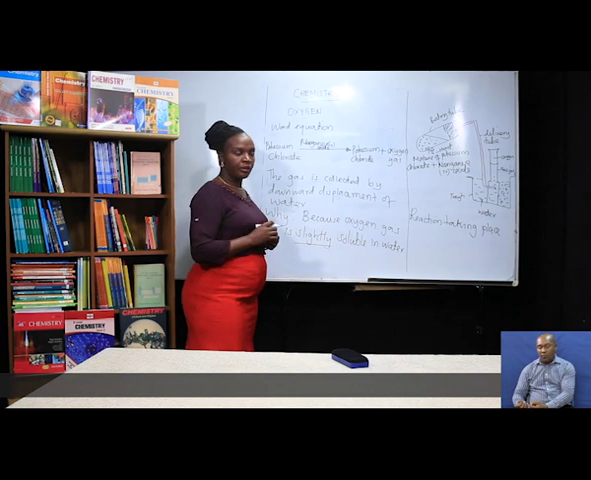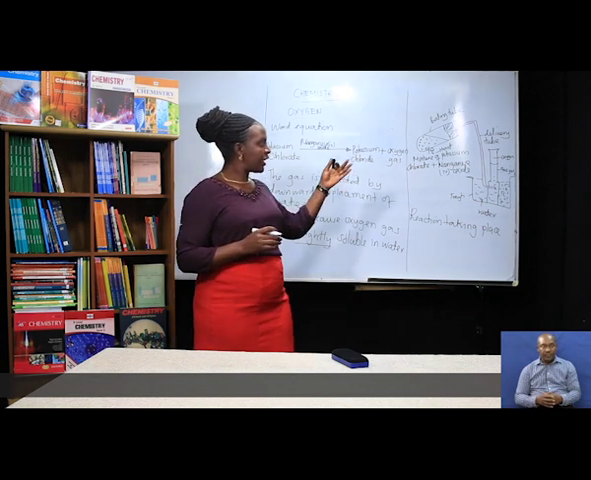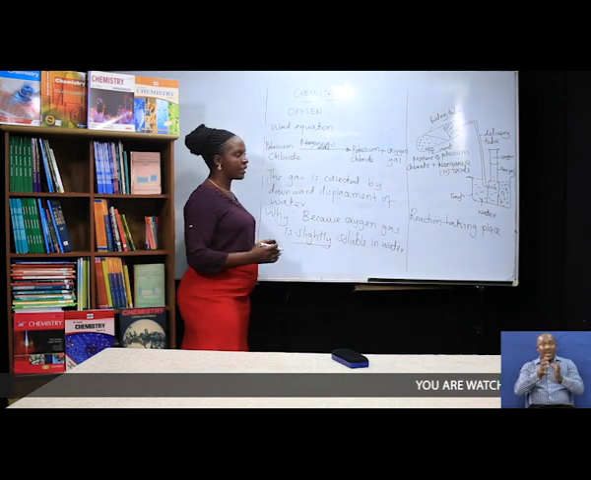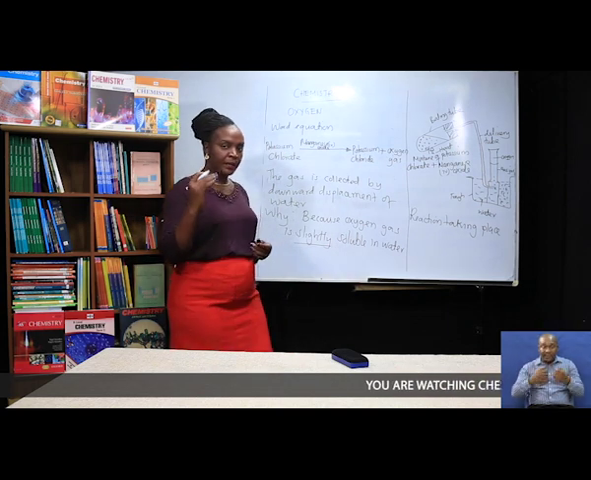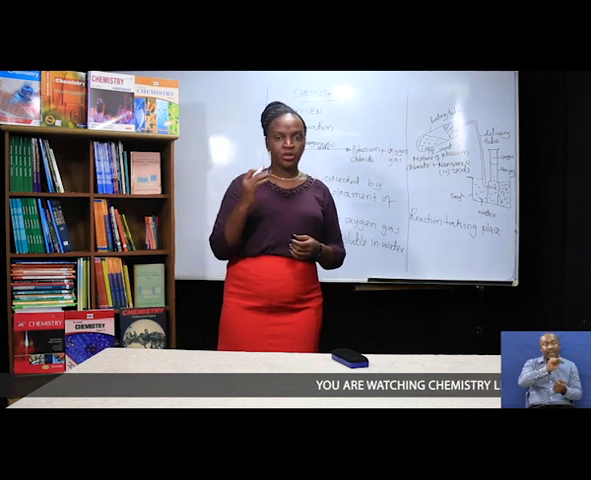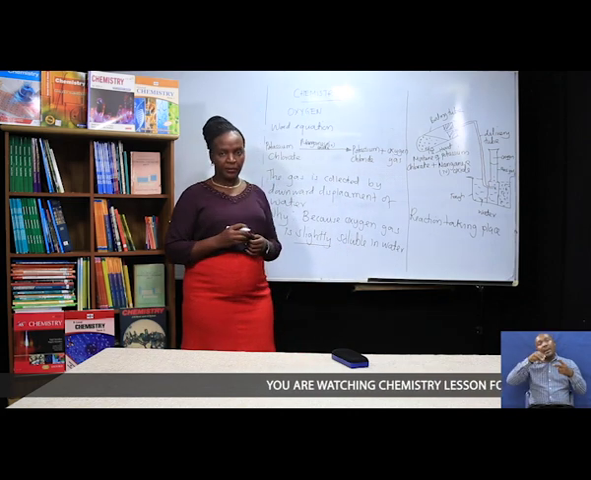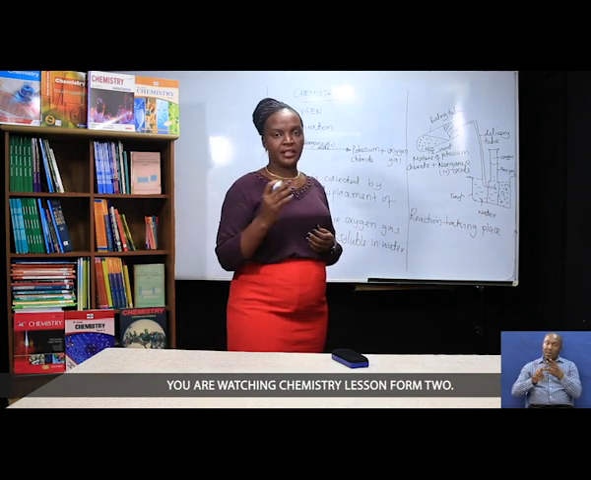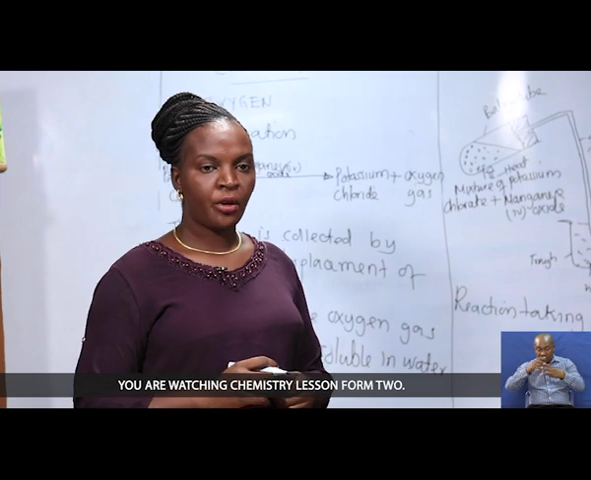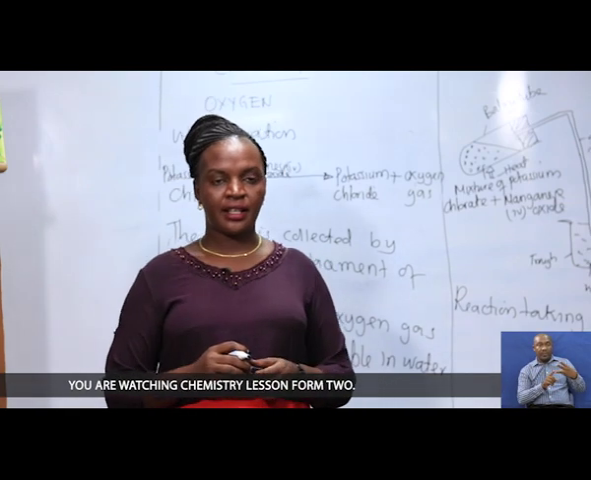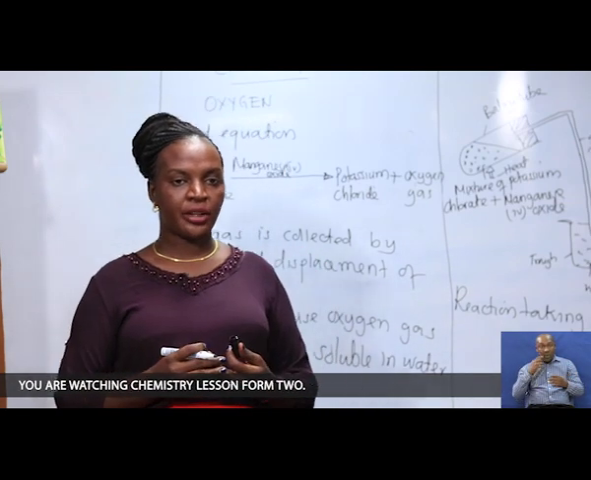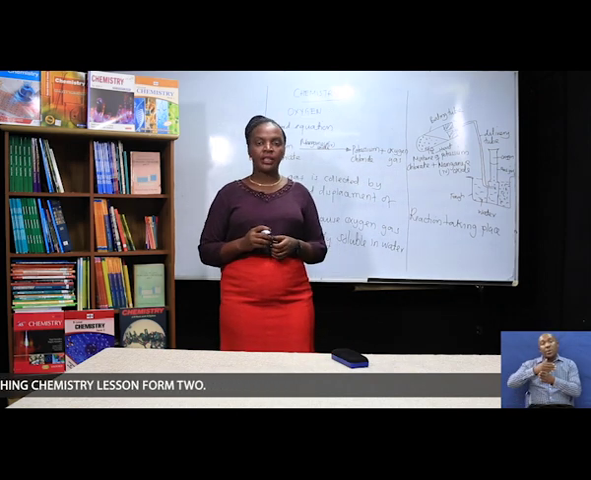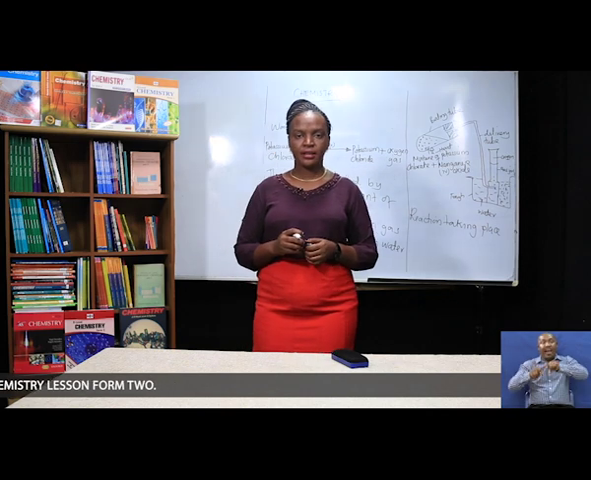Now we have known the method for collection. With the diagram setup, we have seen the reaction taking place between potassium chlorate and manganese IV oxide, and between hydrogen peroxide and manganese IV oxide. Let us see the chemical test for the collected oxygen gas. So we are going to see how we test the gas. Now we have collected the gas in the laboratory. How can we identify that this is oxygen gas? We call it a chemical test.